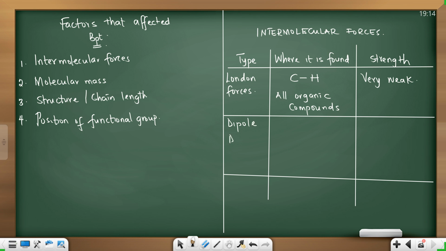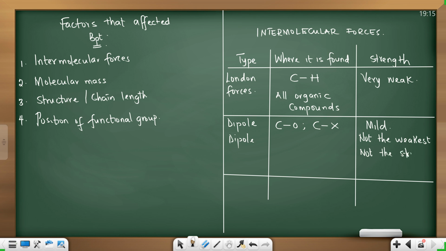Dipole, dipole. I used to call it dipole, dipole forces. Where do we find that? We find that between carbon and oxygen, carbon and halogen. Please take note. Carbon and oxygen, and carbon and halogen. It is mild. It's not the weakest, yet not the strongest.